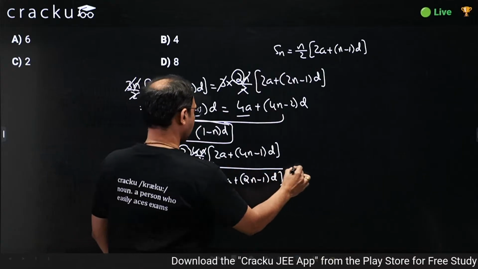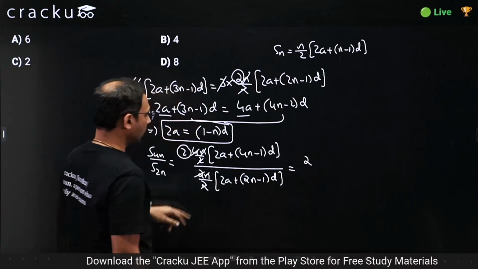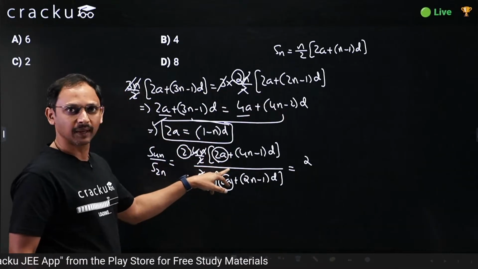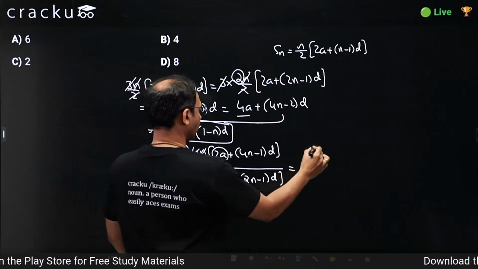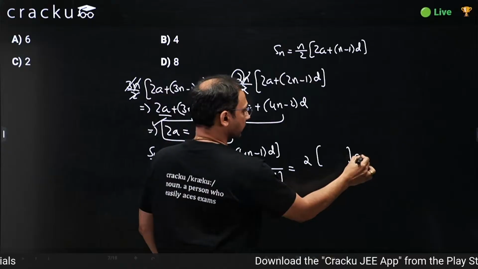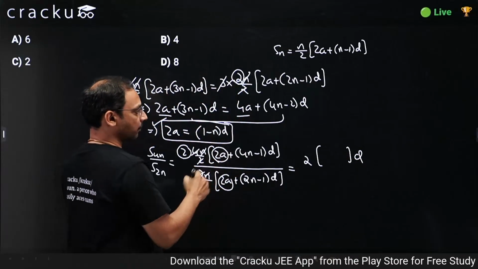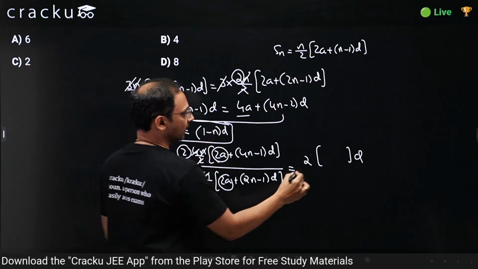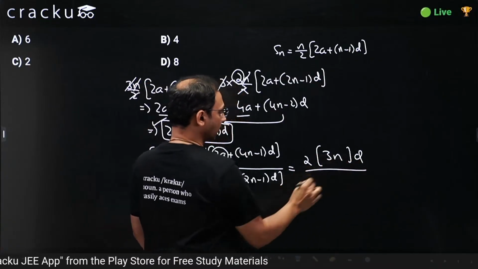Let us simplify this. 2 into, now this 2a, I will use this result and I will substitute 1 minus n into d. So when I do that, 1 minus n, d I can take common: 1 minus n plus 4n minus 1. 1 minus 1 will get cancelled off. 4n minus n is 3n into d.